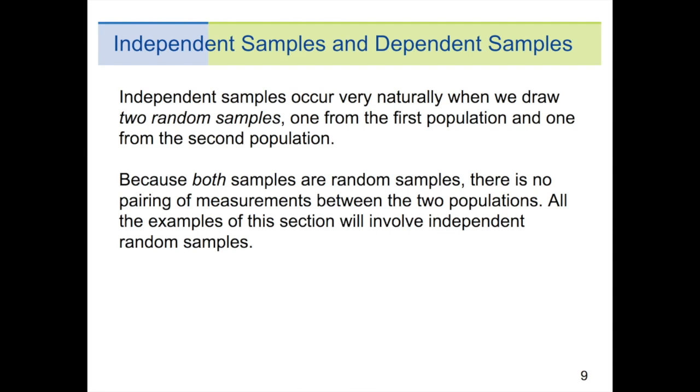Independent samples occur very naturally when we draw two random samples, one from the first population and one from the second population. Because both samples are random samples, there is no pairing of measurements between the two populations. All the examples of this section will involve independent random samples.